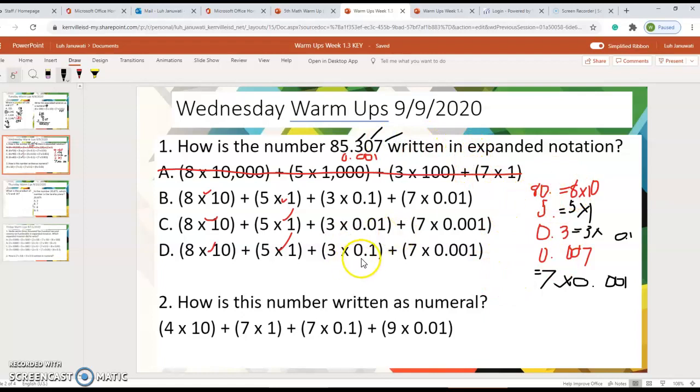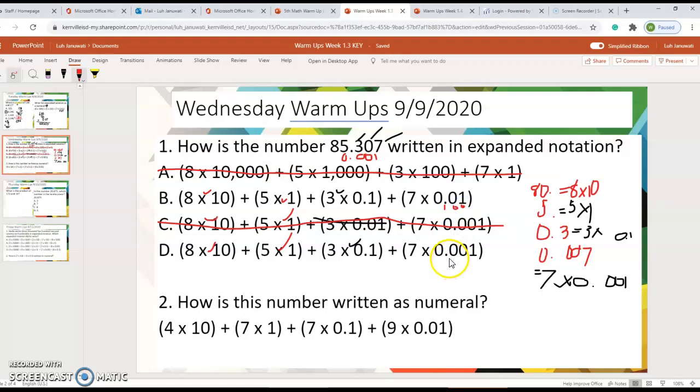Okay, so now you say, okay, the 3 is 3 times 0.1. Okay, this is checked, so this is wrong. So I'm going to cross this one out, because that's already wrong. Now I need to think about, is it 7 hundredths? Because this is hundredths, right?